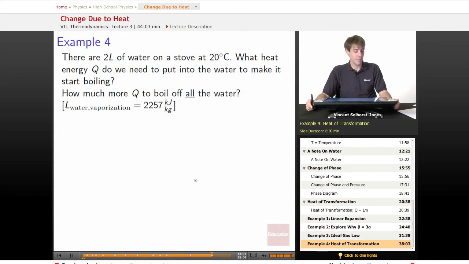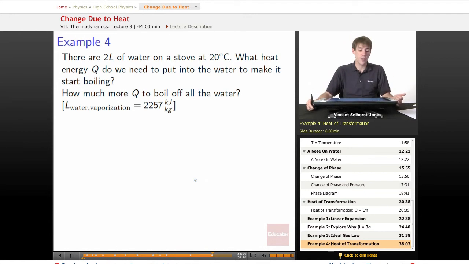Going to do our final example now. So if we've got 2 liters of water on a stove that's currently at 20 degrees Celsius, how much heat energy Q do we have to put into that water to bring it to boil? How much more heat energy will we have to put in to boil off all the water?